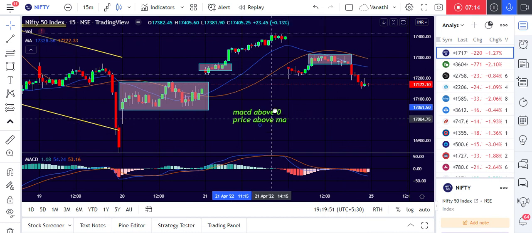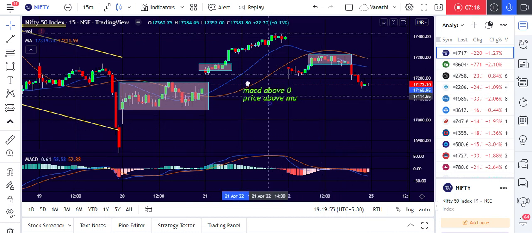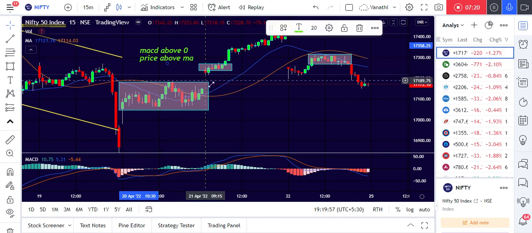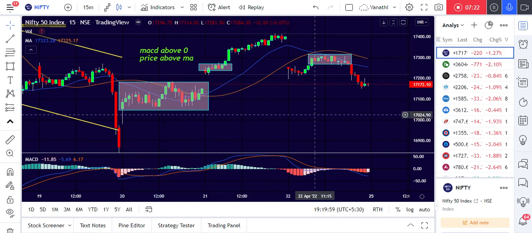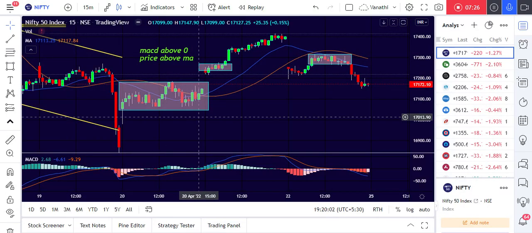For a selling entry, it's the opposite: MACD should be below 0 and the price should be below the moving average. Okay, so let's see the buying entry.